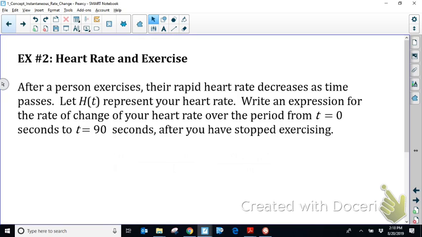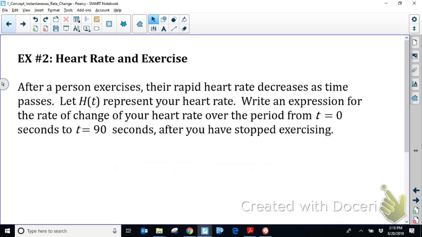So here, reading the question, we have a person that's been exercising, which is great. Always good to get your heart rate up. We have a function h of t, that's going to represent your heart rate. Now, we're not interested in really what the function actually looks like. We just want to be able to write an expression for the rate of change of the heart rate over a period of time from 0 seconds to 90 seconds.